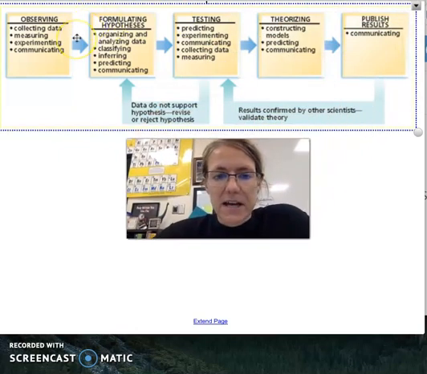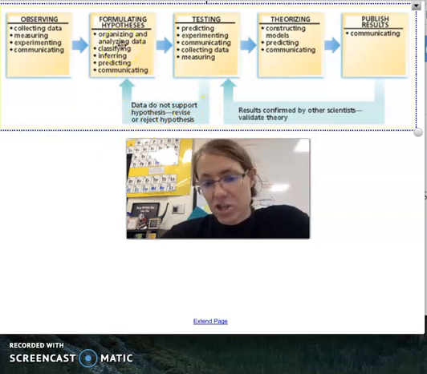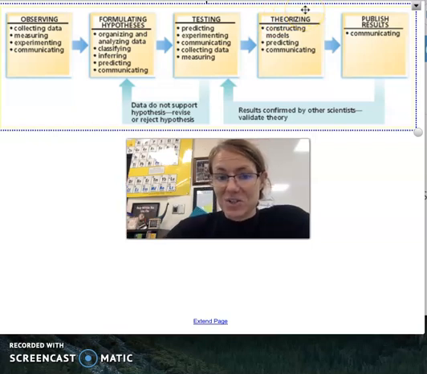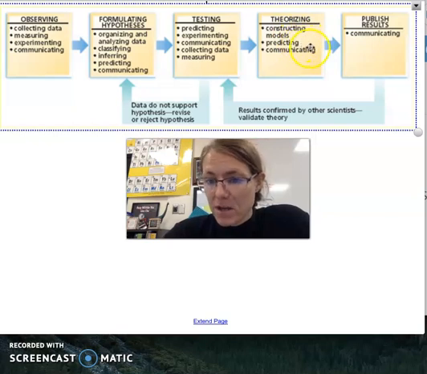Okay, so here's a diagram just showing the scientific method, where you observe, you form those hypotheses, you test it using an experiment. If the data does not support the hypothesis, you revise it or reject it. If enough tests are done, they might help us form a theory, a broad generalization that explains a phenomena. And then from there, we can use that data to construct models to help us predict the outcome and maybe even get published, okay?